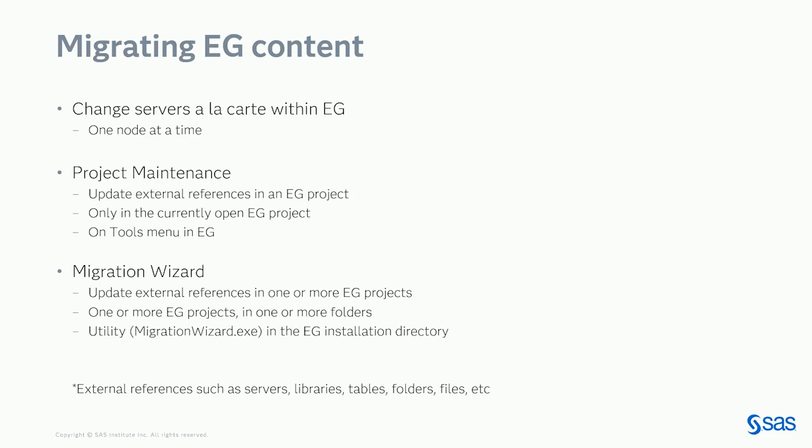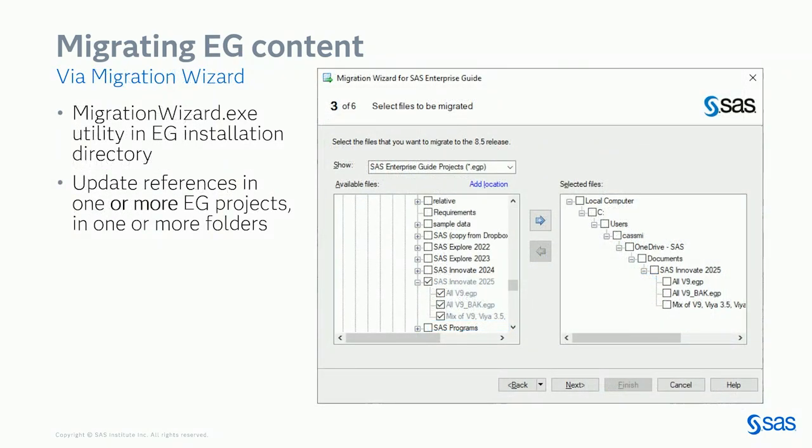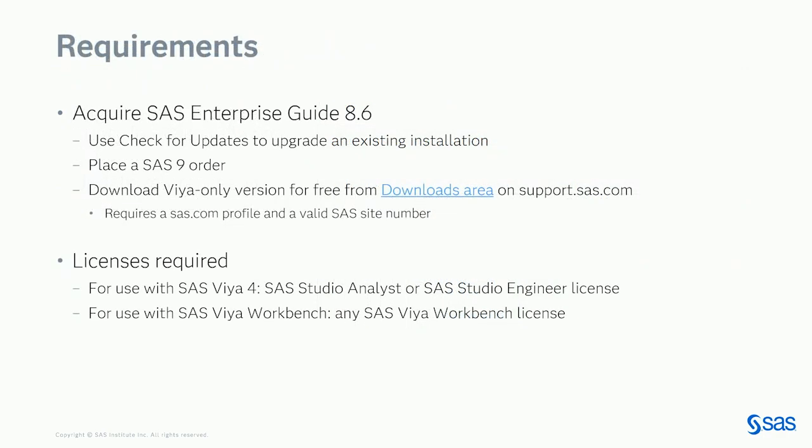There's also a migration wizard utility in the EG installation directory, which will allow you to update one or more projects at the same time. So if you have a large collection of projects, you can select multiple folders and update all of those. So here's the project maintenance that does one at a time. This one, the migration wizard, lets you select multiple folders to migrate a whole collection of projects.